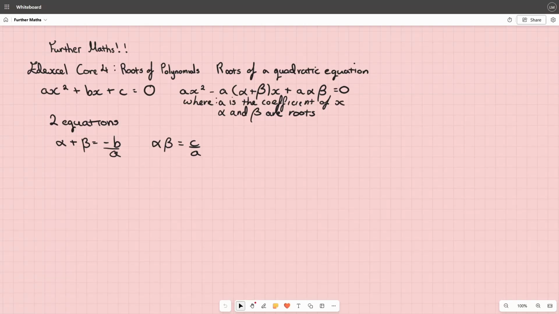Hi, today I'm going to be teaching further maths. I'm doing the Edexcel specification. I'm starting with the core module. Today I'm doing chapter 4, which is roots of polynomials.